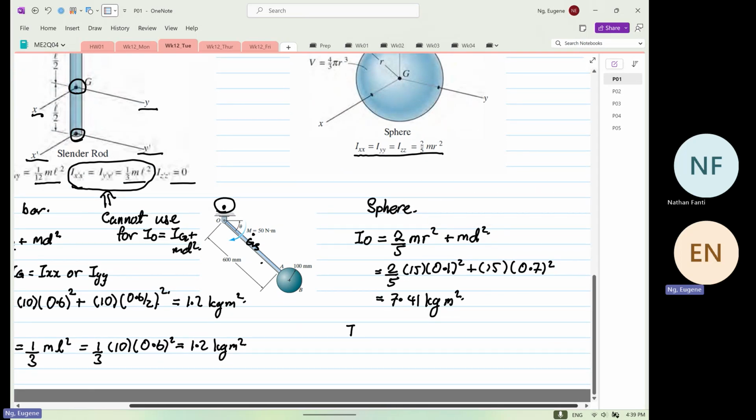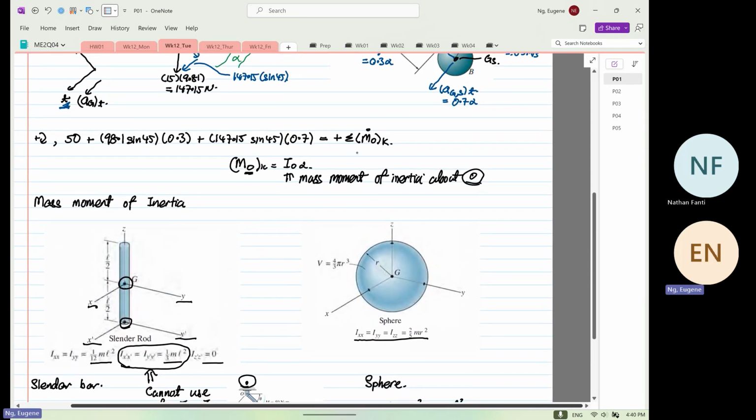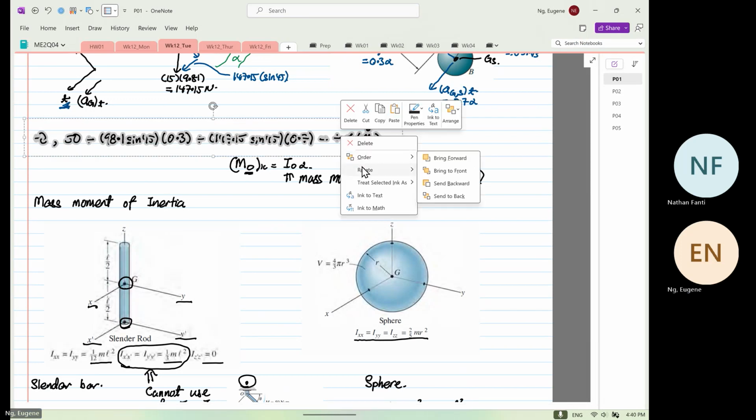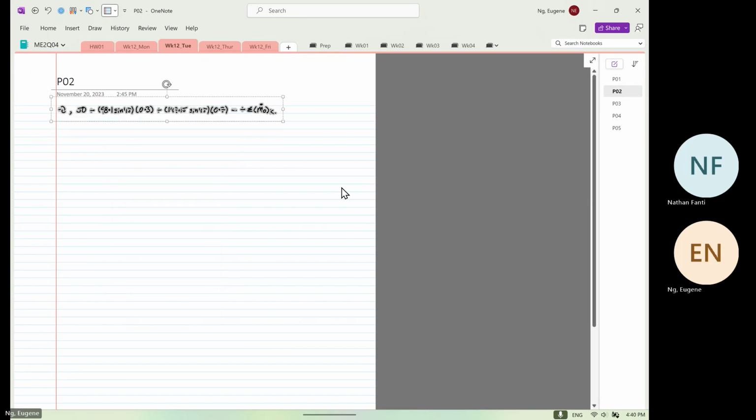So our I total is equal to 7.41 plus 1.2, which is 8.61 kilogram meter squared. Okay. From here, all we need to do now is put it into this equation over here. So I'm going to have this equation.